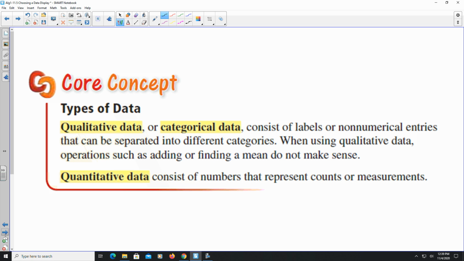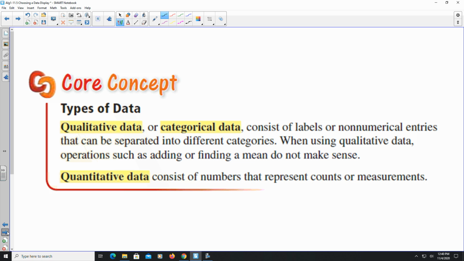Quantitative data consists of numbers that represent counts and measurements. So like talking about the average cost of a car, the average salary, or minimum wage, something along those lines. Anything that can be attached with numbers would be under quantitative data.